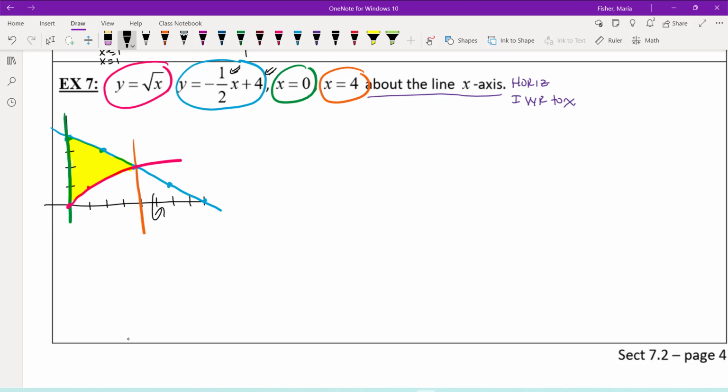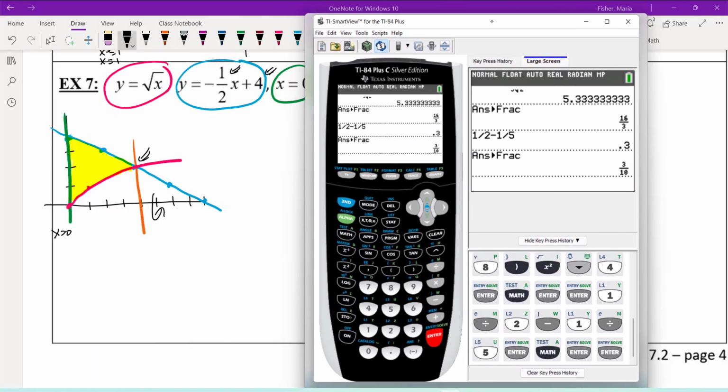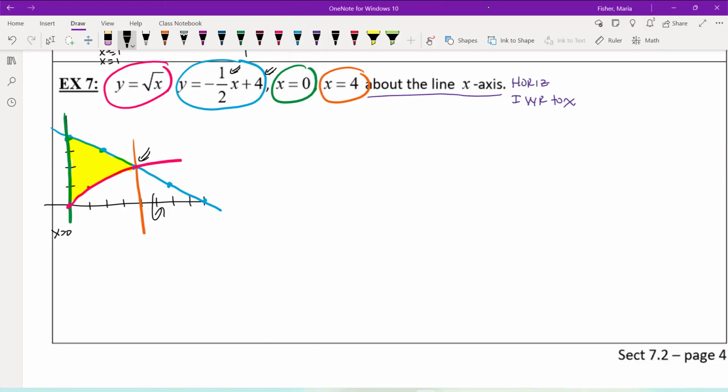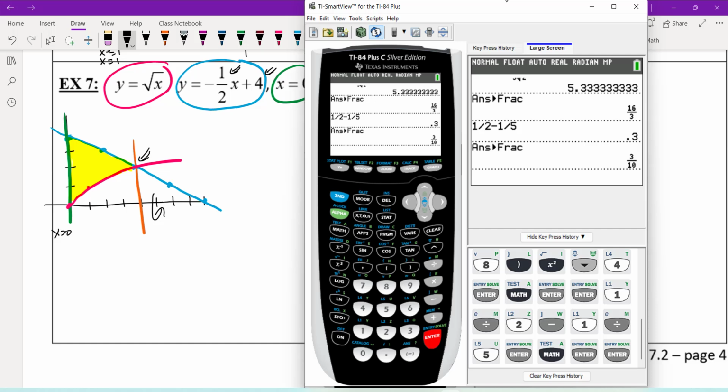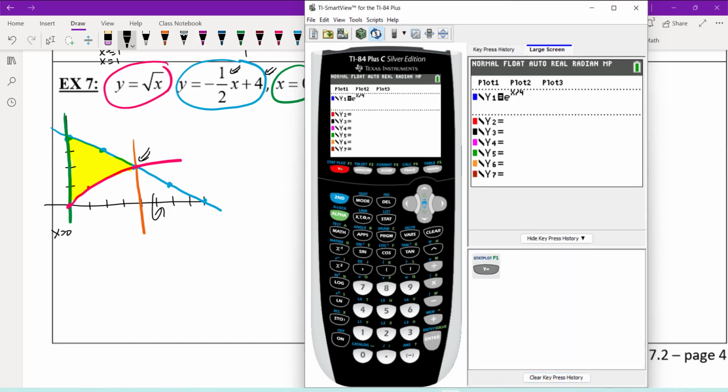So do I know my limits of integration? Well, x equals 0 is easy to see. This guy here is going to be where pink is equal to blue. Since this is complicated sometimes to find, you can always use the calculator to find those points of intersection. So if we were to use the calculator to find the points of intersection, what we would have to do is plug both of those into the calculator.